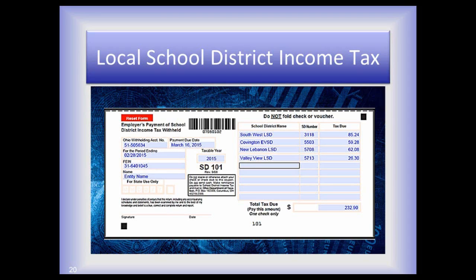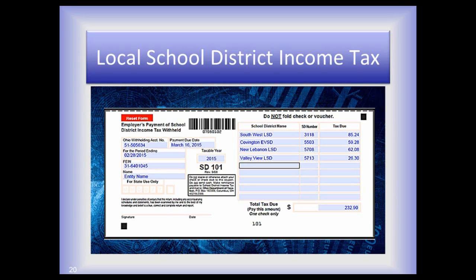Quarterly payments must be remitted with Ohio Form SD-101 on Ohio Business Gateway by the last day of the following month at the end of each calendar quarter. Example, first quarter is due on or before April 30th.